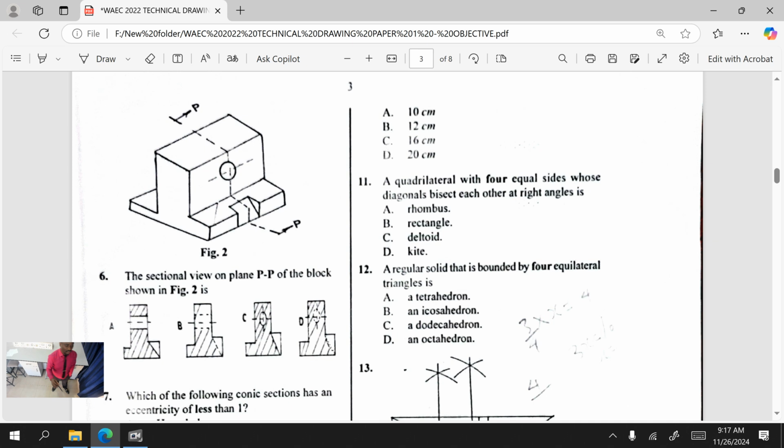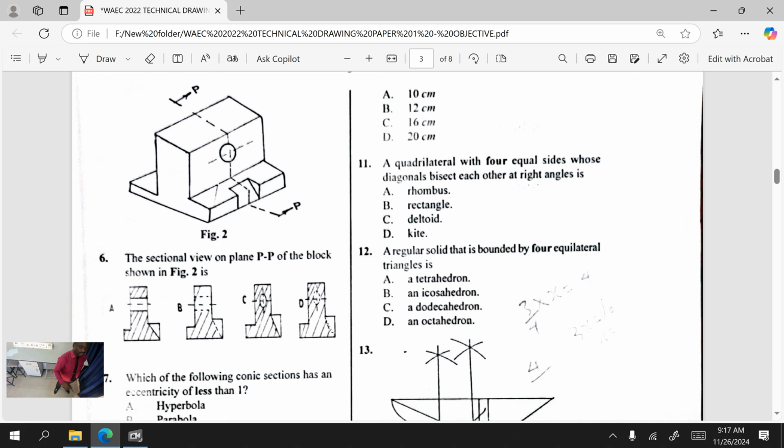Good. This question number 6 says the sectional view on plane PP. This is where the plane is. The plane goes through from here, you see it, and comes out here. And we are looking in this direction. The arrow tells you where you are looking. So you are looking at it from this part. You can see where the arrow is pointing to. So we have to look at it.